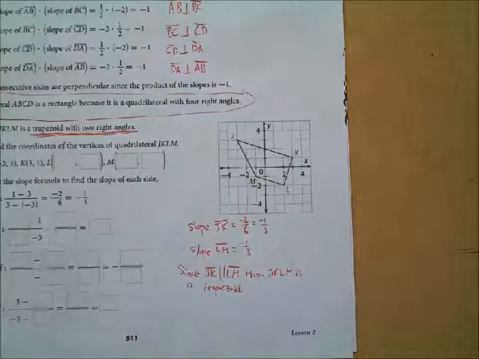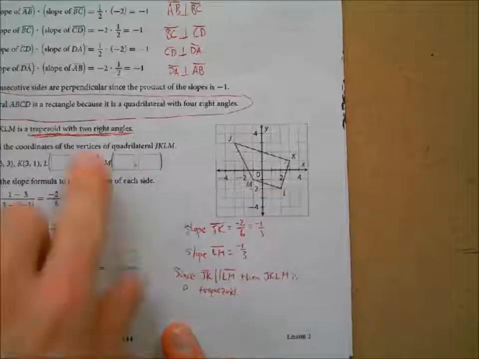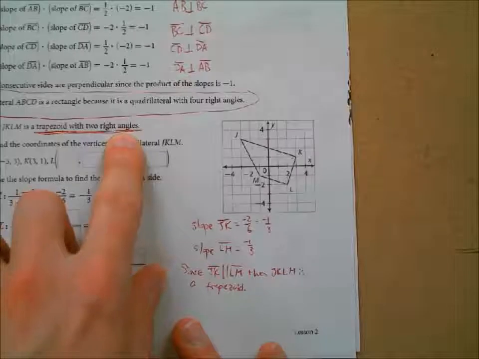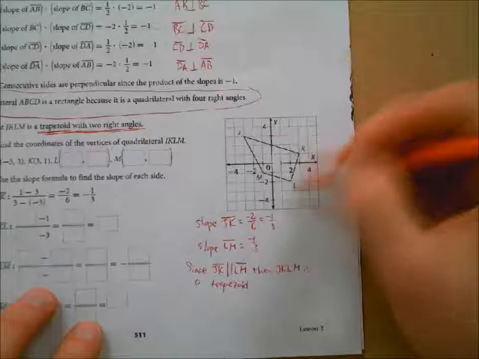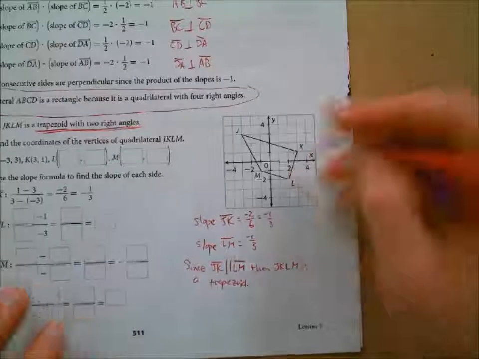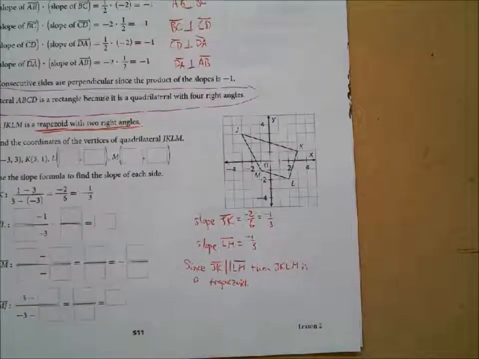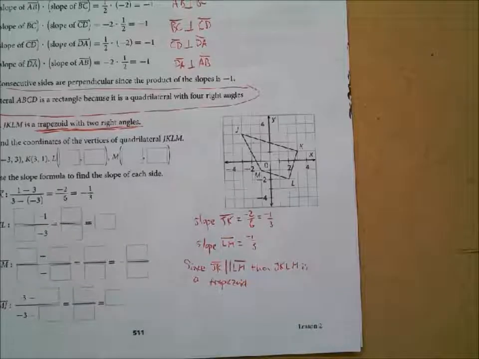Okay, so we've established it's a trapezoid. Have we finished doing what we've been asked to do, though? No, we still have to show two right angles. Okay, where does it look like we're going to have those right angles? JKL and, yeah, KLM, okay? So it looks right here. So what additional step do we need to do here to show that we have right angles at angle K and angle L? What additional step can we do? How can we show we have right angles?